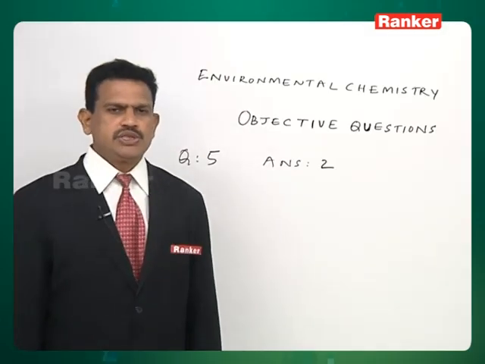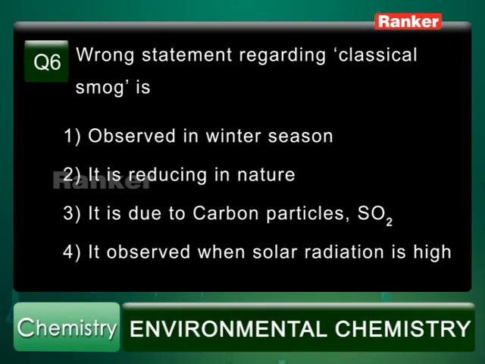Moving to question number 6. A wrong statement regarding the classical smog is: there are two types of smogs, classical and photochemical smog. Option 1, observed in winter seasons. Option 2, it is reducing in nature. Option 3, it is due to carbon particles and SO2. Option 4, it is observed when solar radiation is high.